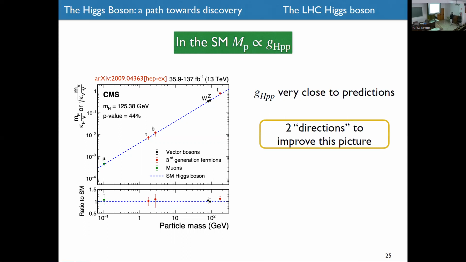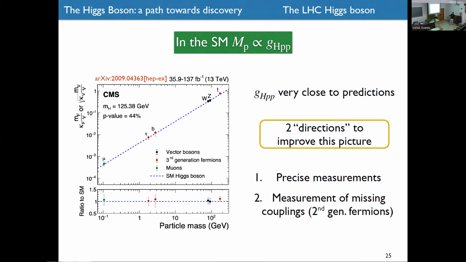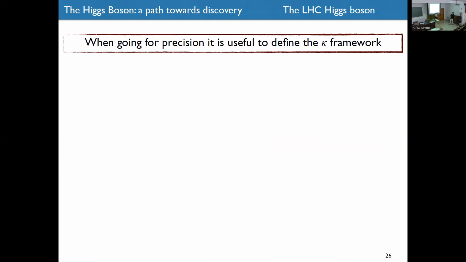So one could argue there are 2 directions to improve this plot, and one is to increase the precision, and to try to measure the missing couplings. That for now means the other 2nd generation fermions. So for 1st generation fermions, I don't think there is anything we will see for many years. But for now, we can concentrate on 2nd generation. So when we go for precision, it's useful to define a kappa framework.